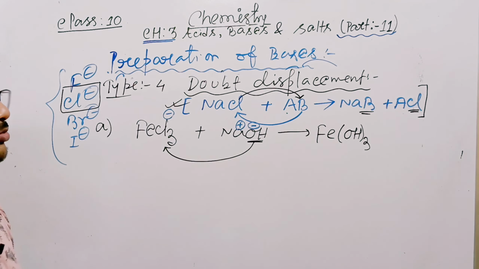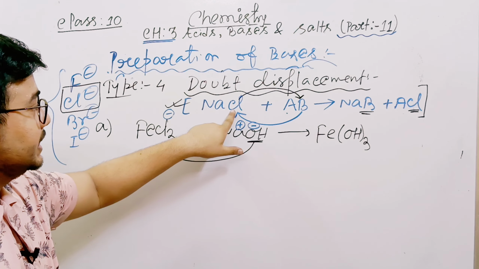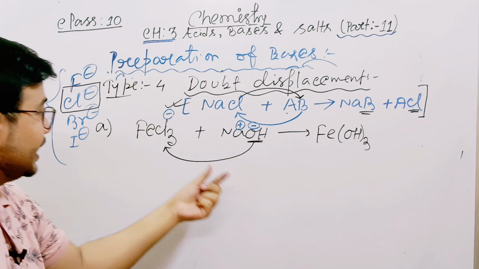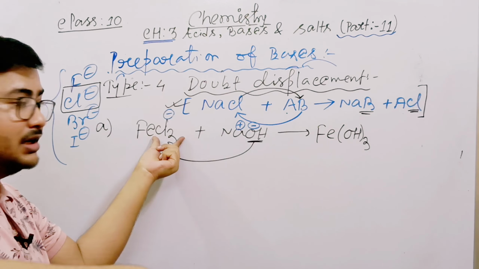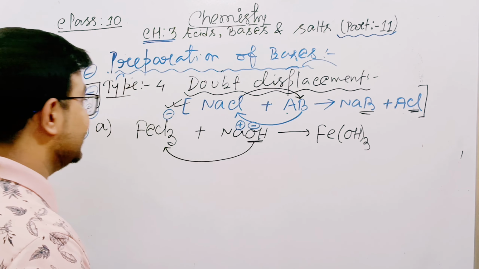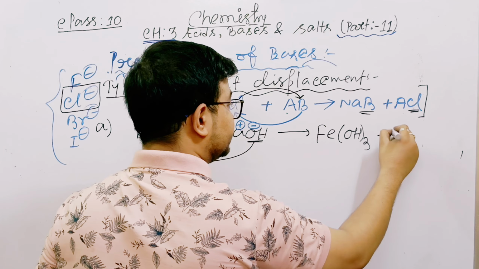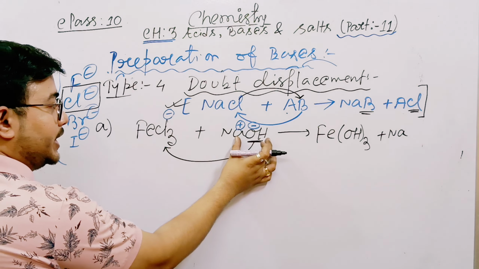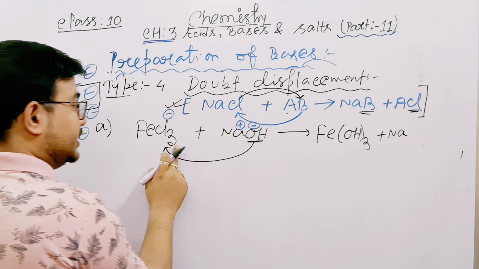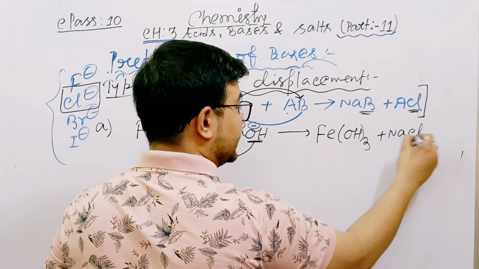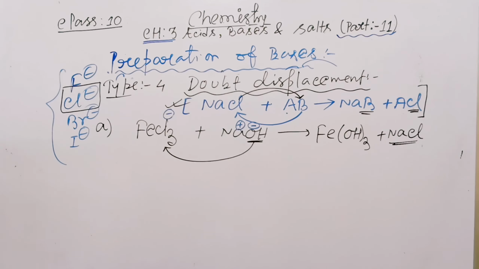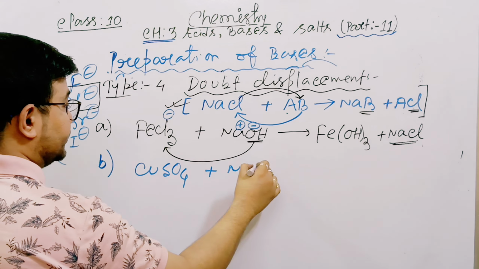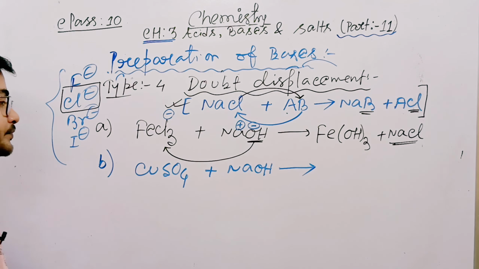Do you understand? Look at the board again. Here 1 B replaces 1 Cl. But here OH replaces the 3 Cl, so 3 OH enter. Now the rest is sodium. How many Cl? 3 Cl, but Fe reacts with 3 OH, so 3 here. So Cl goes and combines with Na, so NaCl. Do you understand? Okay. If I give another example, CuSO4 and NaOH. Look at the board.